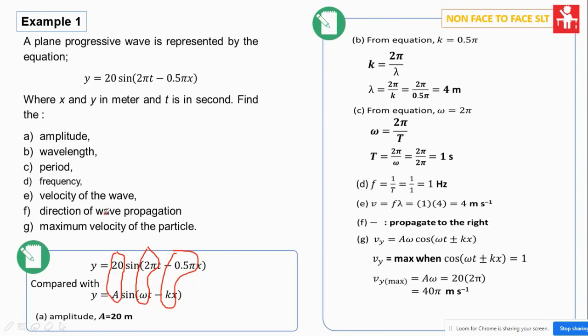Question number F, the direction of the wave propagation. By referring to the given equation, there's a negative sign in the equation, which indicates that the wave propagates to the right.